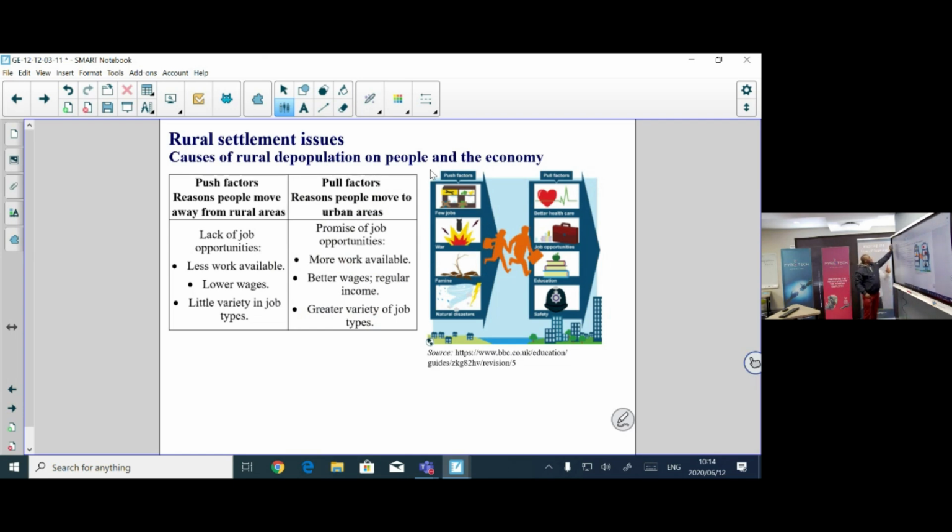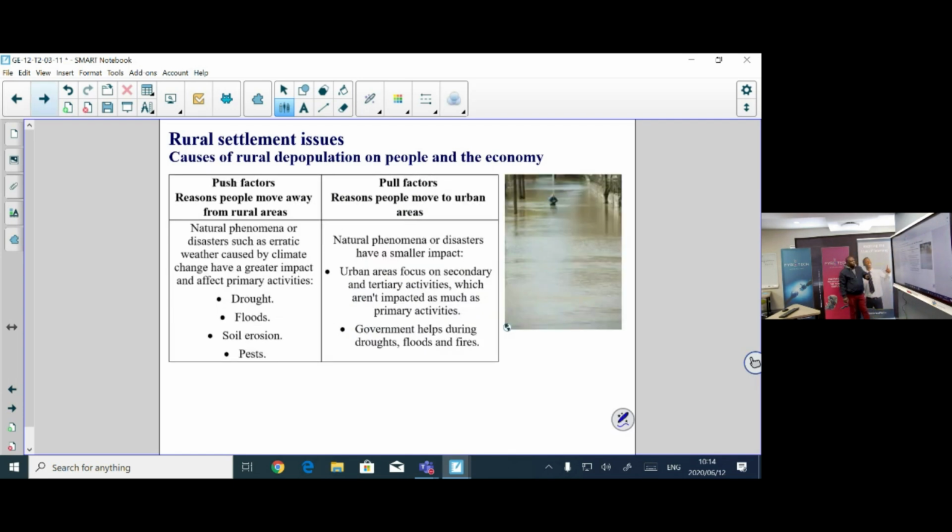All right, let's move ahead. We are still continuing with push factors here, reasons why people move away from the rural areas. We have natural phenomena or disasters such as erratic weather caused by climate change, which have a greater impact and affect primary activities. So we have drought, we've got floods, we have soil erosion, we've got pests.